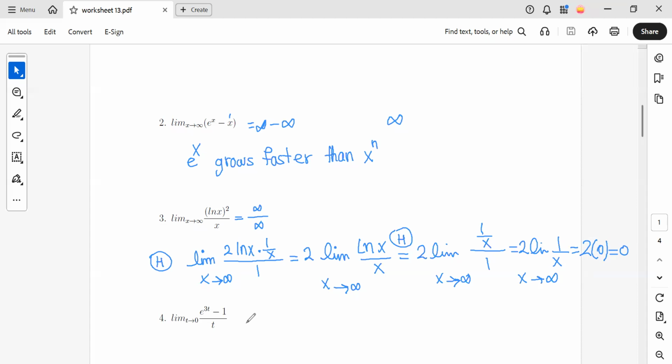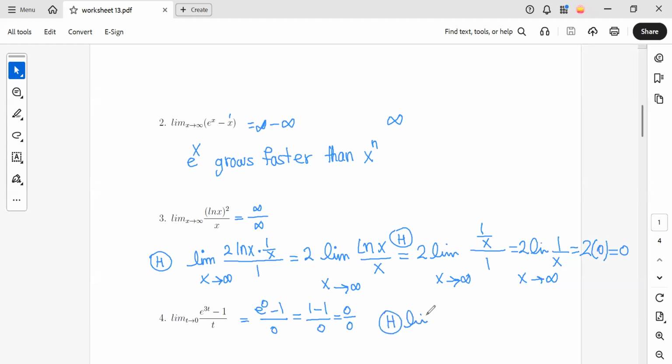Next one, number 4, when you plug in 0, you would get e to 0 minus 1 over 0. We know that any number, including e, which is 2 point something, to the power 0 would be 1, so 1 minus 1 over 0. So we have 0 over 0. And we're allowed to use L'Hopital's here.